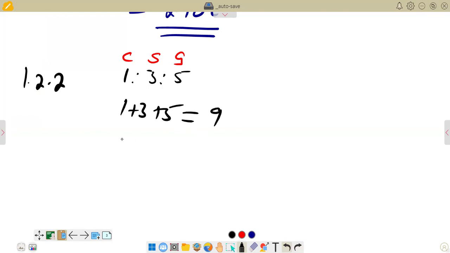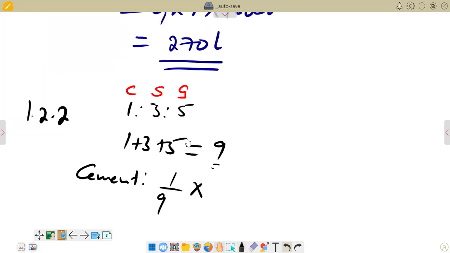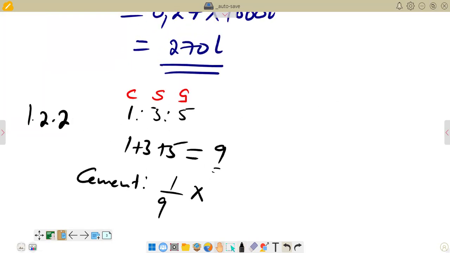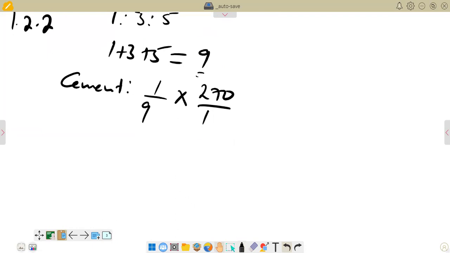So on the calculation of cement, this is going to be our denominator, remember? We have 1 as the proportion of our cement, so we say 1 over 9. And then we multiply by the figure that we got in 1.2.1, which is 270 liters. So we are multiplying by 270 over 1. If you calculate it, 9 into 270, you are going to get 30 liters. So you've got 30 liters as your answer.